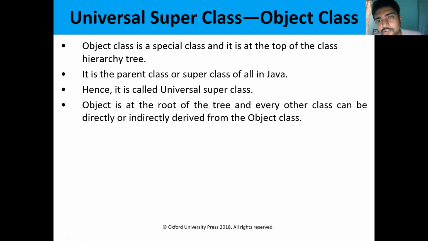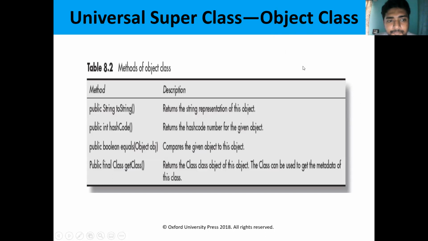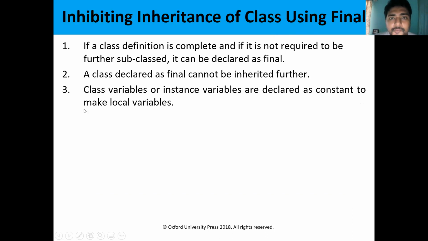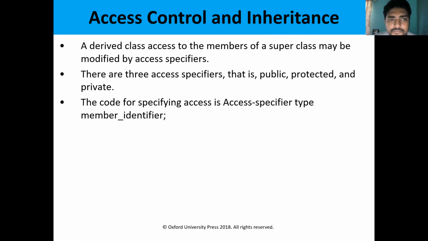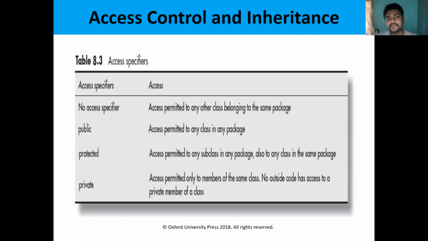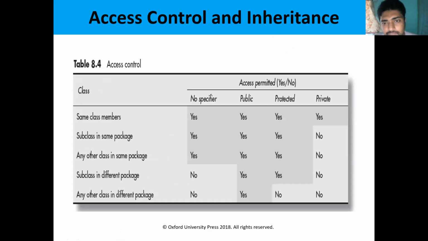Next, we have the universal superclass Object. Object is a predefined class in the java.lang package. Each and every class is derived from the class Object. So all the subclasses are derived from the universal superclass Object. It also provides some predefined methods. Then access controls: public, private, protected, you know.